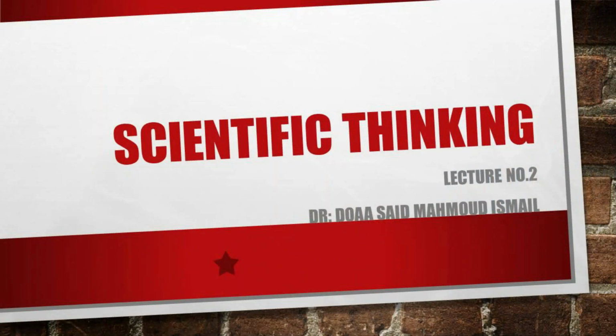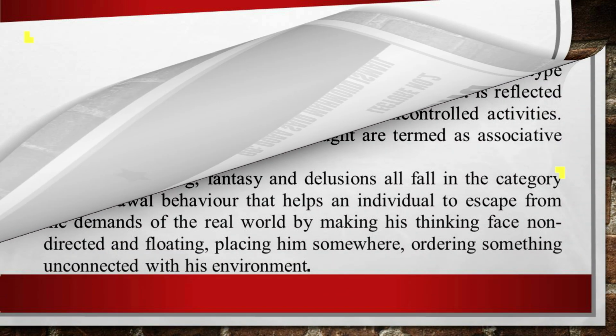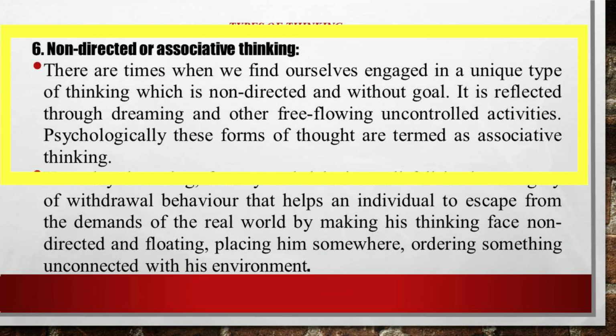After we recognize critical thinking, the final type we will talk about is non-directed or associative thinking. There are times when we find ourselves engaged in what? A unique type of thinking, which is non-directed or without any goal.